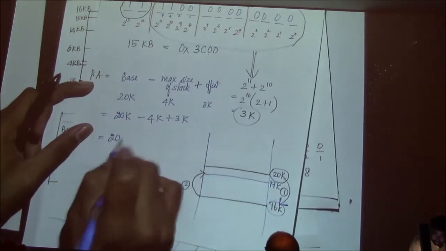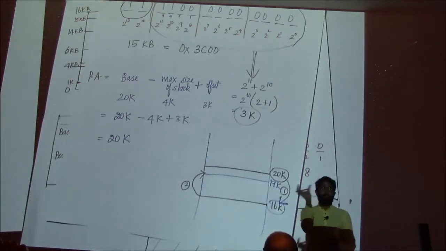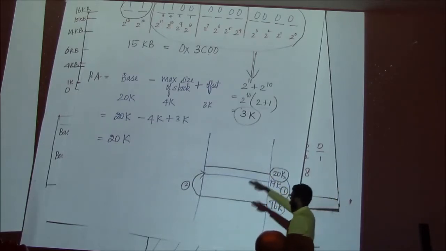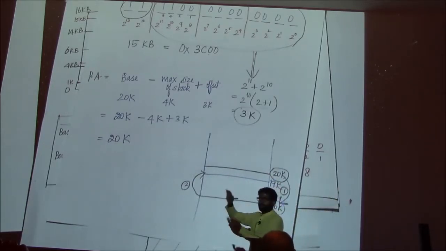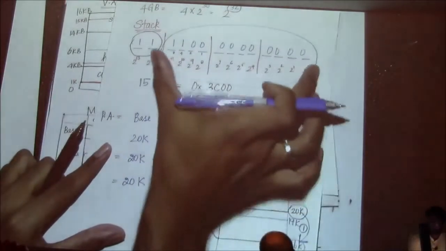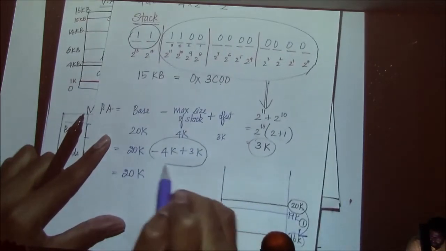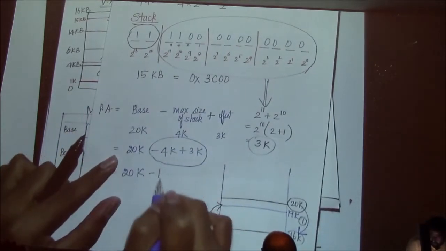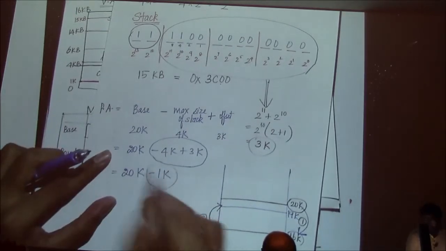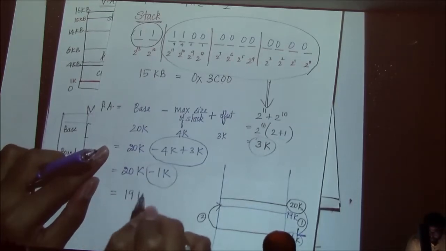So actually, the usual formula is just base plus the offset, sorry, not the bounds, base plus the offset. Here you may consider this also as offset, but actually the offset here is this entire thing. So the offset here is actually minus 1k. We are getting a negative offset for the stack segment. And so this is going to be 19k.